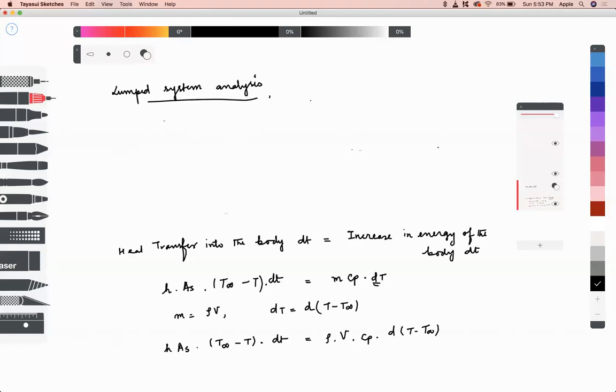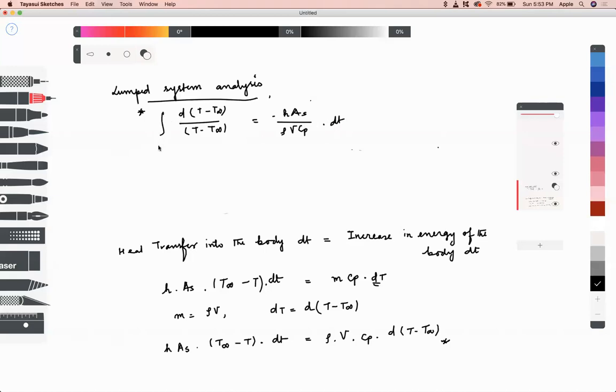So if I just rearrange this, I can write d(T minus T infinity) divided by (T minus T infinity) equals minus h As divided by rho V Cp into dt. The minus is brought here because instead of T infinity minus T, we have written T minus T infinity, just to bring equality into the equation.